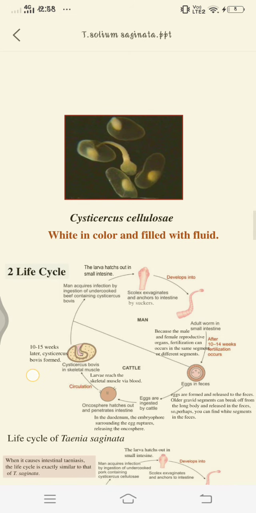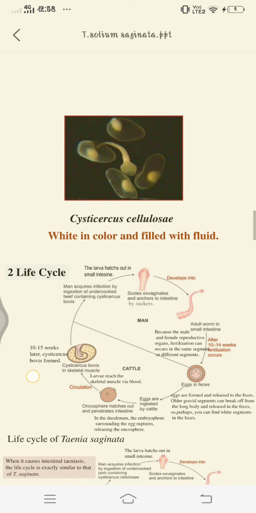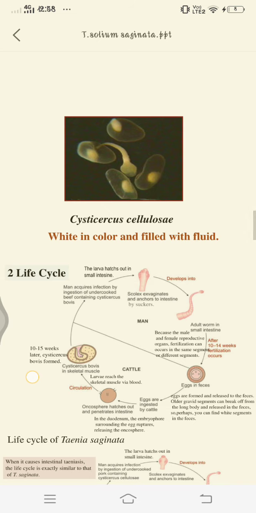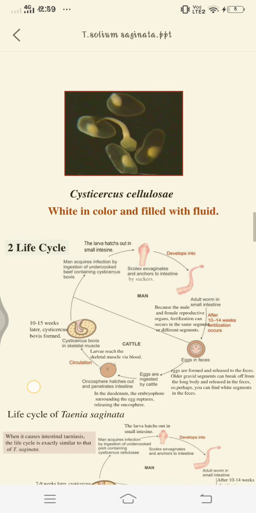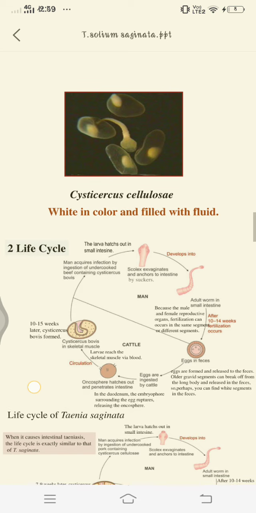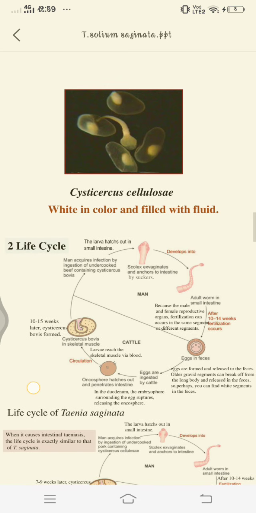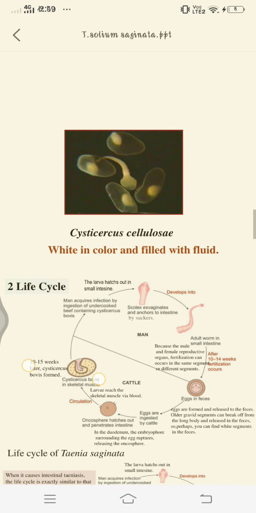Next, through circulation, the larva reaches the skeletal muscle via blood. Skeletal muscle of where? Of the intermediate host, which here is cattle, maybe a cow or a buffalo. After 10 to 15 weeks, Cysticercus bovis is formed. Cysticercus is the infective form. If you remember, this is the larval form. It is formed mainly in the skeletal muscles of cattle.